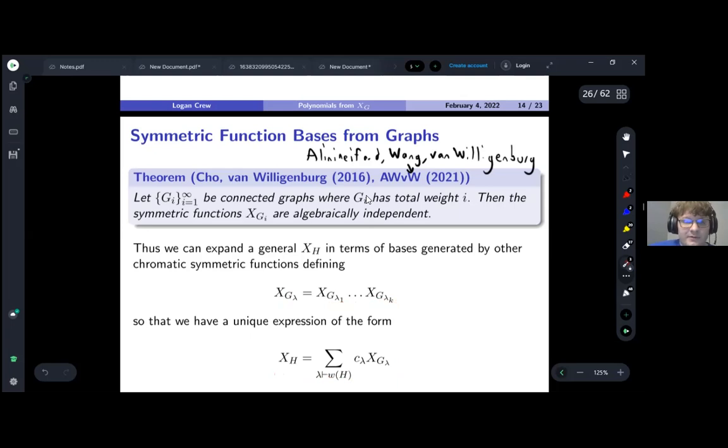I might stop here for a brief moment and ask if anyone has any questions. The total weight is the sum of the weights. So g_i has total weight i. Yes, that means it's the sum of the weights of the vertices. Okay. And you mean algebraically independent? Actually, you mean that they generate the ring of symmetric functions? Yes. Okay. And freely. Okay, thanks. Yes.